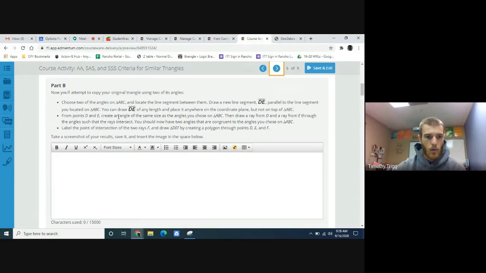From points D and E, create an angle of the same size as the angles you chose from triangle ABC. Then draw a ray from point D and a ray from E through the angles such that the rays intersect. You should now have two angles that are congruent to the angles you chose from triangle ABC.